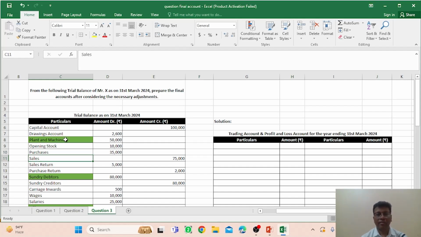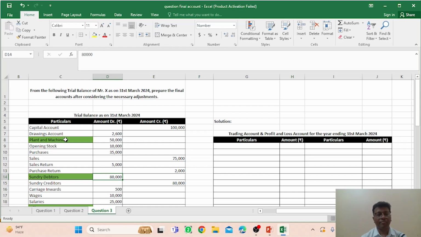Sales, this is the revenue, and you have to show it in the credit side of trading account. And sales return, sometimes written in words. It means you are selling the goods, but few customers are returning the goods, so this is to be subtracted from sales. So 5,000 would be subtracted from 75,000. And purchase return, 2,000 is given to you in the question. Purchase return would be subtracted from purchase, right? Because you are returning the goods to your supplier.